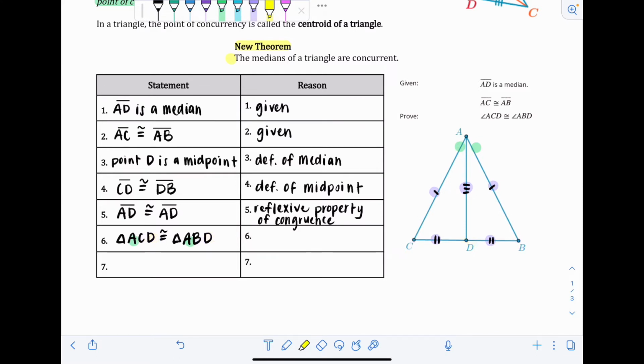And then we were able to say that because we showed that there's three pairs of corresponding sides. So we have a side, a side, a side. So that is the side, side, side congruence postulate, and we shorten it by SSS. And that stands for side, side, side, and then congruence postulate.